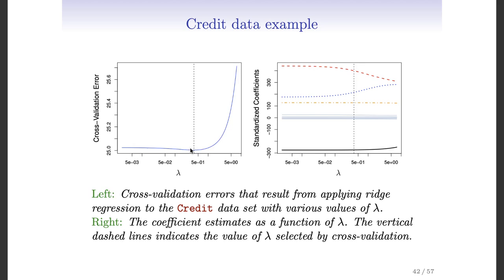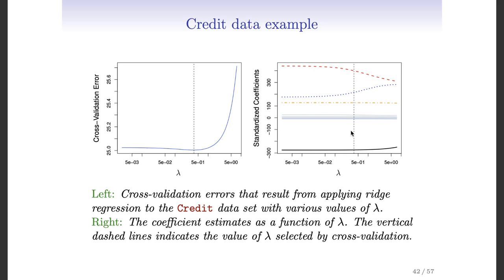Here you can see what's going to happen to your standardized coefficients. And you can see that you have a lot of coefficients close to zero, and you can see that they never become exactly equal to zero. So there is no feature selection property for ridge regression, as we know. And this is what happens for the other coefficients. So here the shrinking is not very strong. Okay, and the optimal value of lambda is denoted by the dotted vertical line.